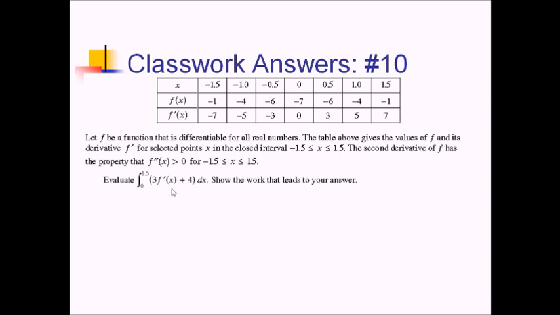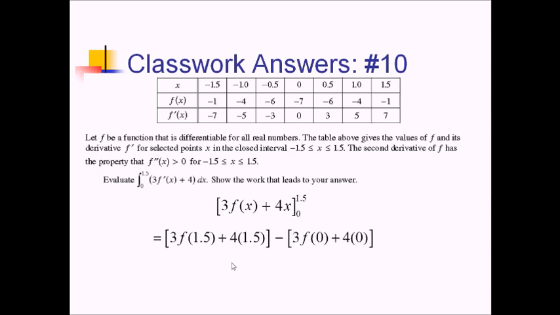Start with our antiderivative. Antiderivative of 3f prime of x is just going to be 3f of x. Antiderivative of 4, since our variable of integration is x, this is just going to be 4x. And we're doing that from 0 to 1.5. So we have all this stuff with 1.5 plugged in, minus all this stuff with 0 plugged in. And let's see what each of these actually comes out to.